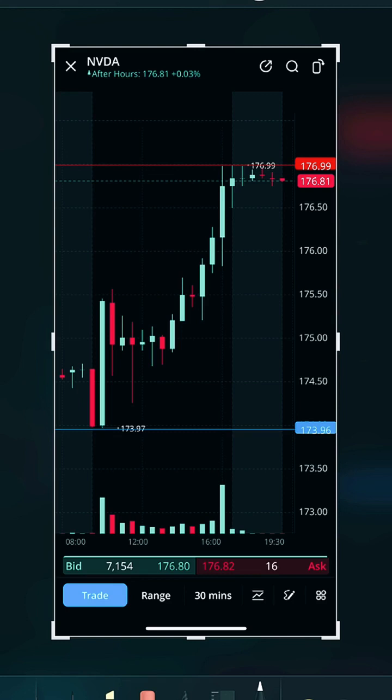You want to mark your levels of support and resistance. You want to do that so that you can have a clear idea of where price has come from and where it is going. That's right, Nutty.